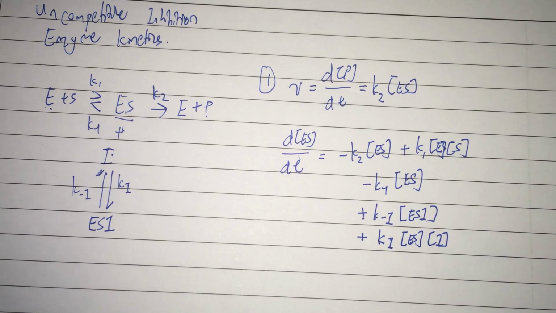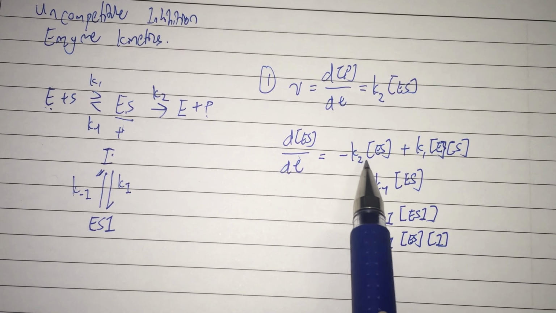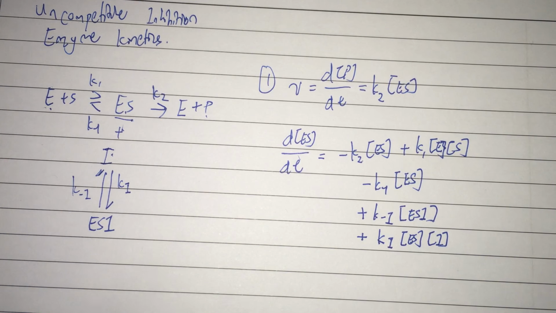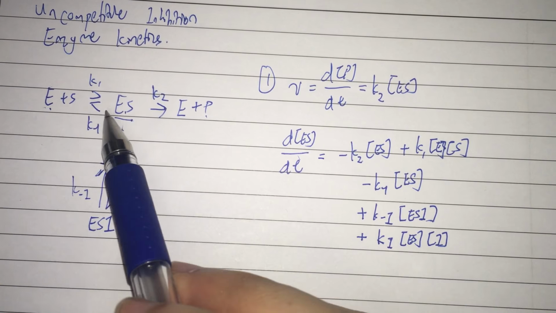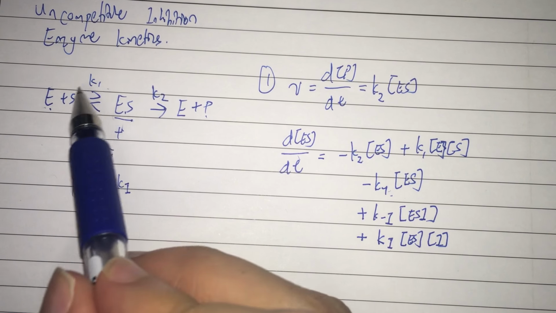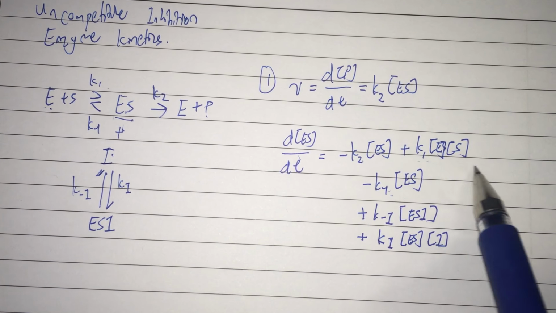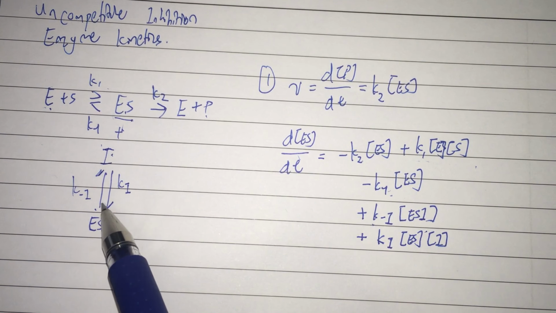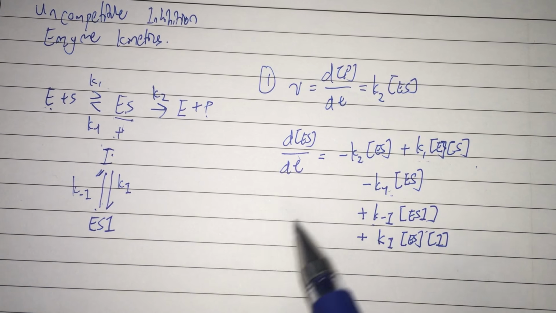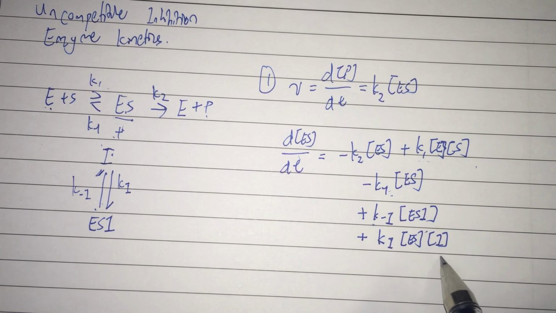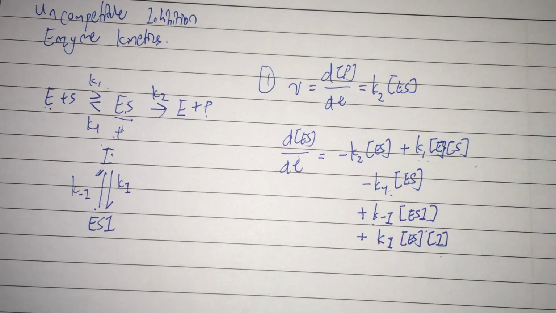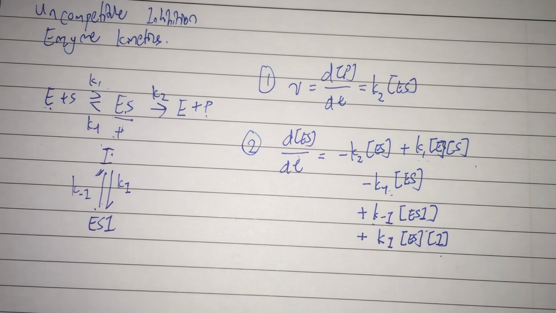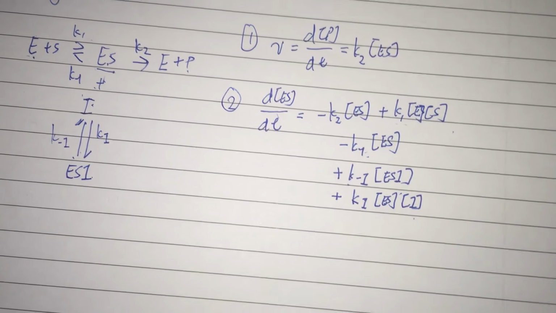So okay, let's break it down. The forward reaction is this, and it's a negative effect on the ES balance. The backward reaction for this K minus 1 is here. The forward reaction is this term. This represents the backward reaction. And this term represents the forward reaction. And that's our rate of change of ES with respect to time.